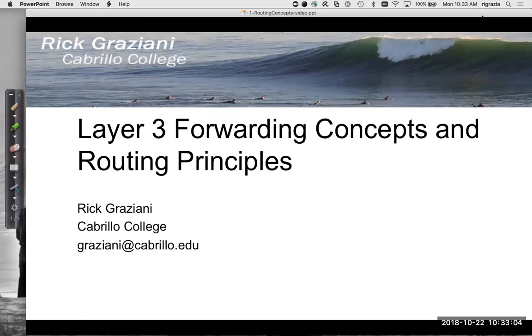Okay, so this was just some of the basic layer 3 forwarding concepts and routing principles. They'll make a lot more sense as we go through talking about static routing and dynamic routing protocols, but they're really important to keep in mind. They'll help make sense of everything else you're about ready to learn when it comes to packet forwarding.